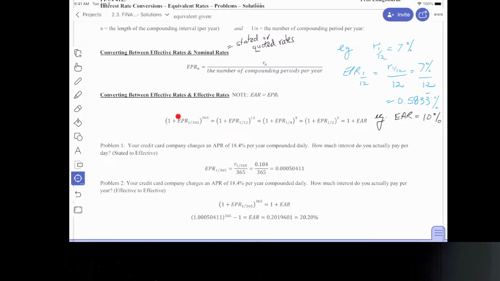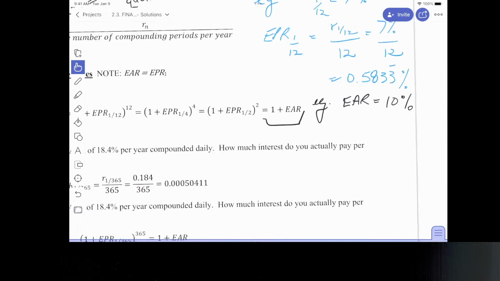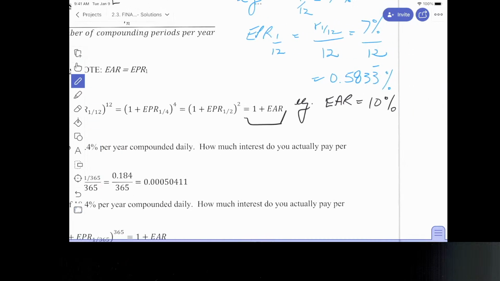You can figure it out with this expression, the effective daily rate. You take this expression and this one and you equate them to solve for the one that you should charge them. So 365 days is equal to 1 year.